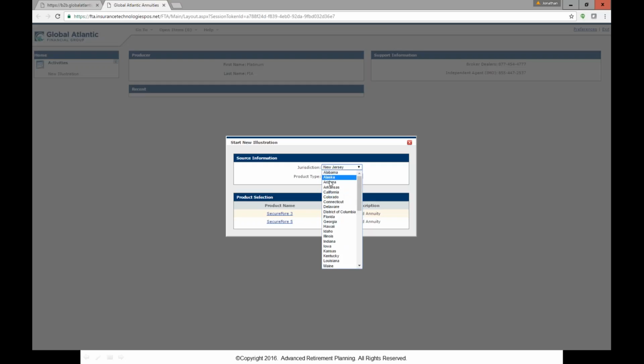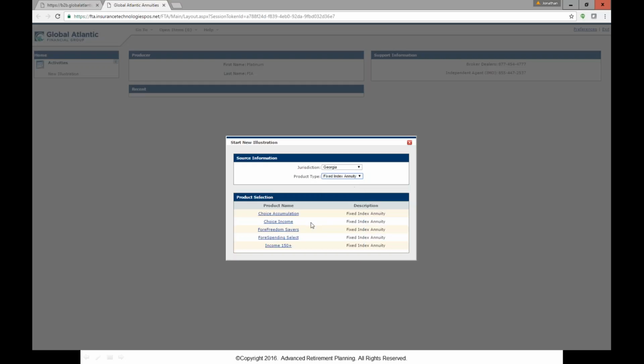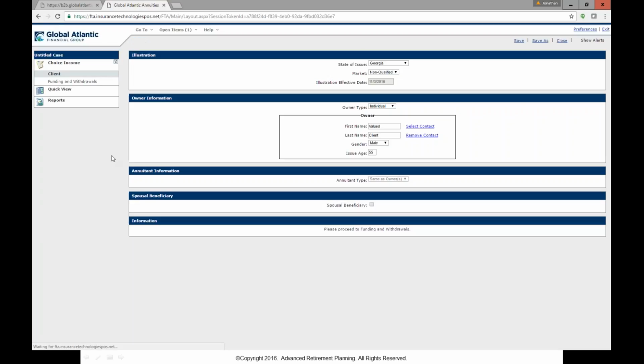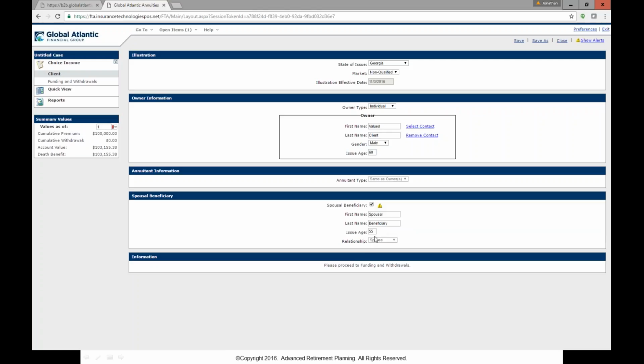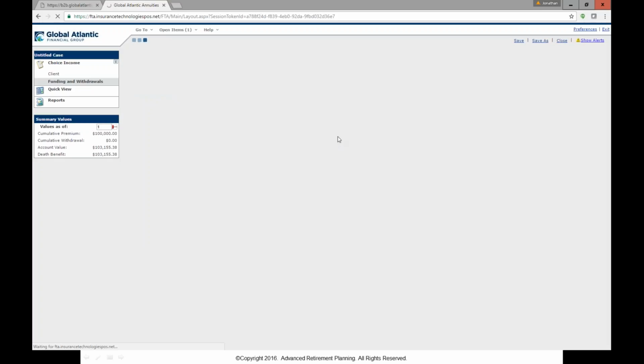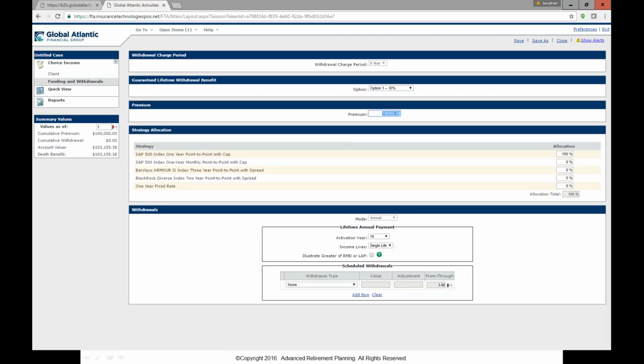So, as our state, I'm going to go to a fixed indexed annuity, and I'm going to choose choice income. All right, so I believe it is non-qualified. I'm going to assume I have a 60-year-old, and I'll go ahead and put a spousal beneficiary on it who is 55. I'll go here, and I'll fund the thing with 100 grand.